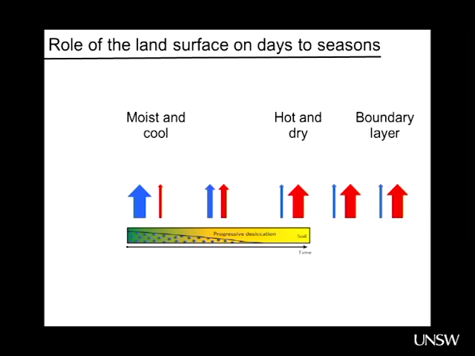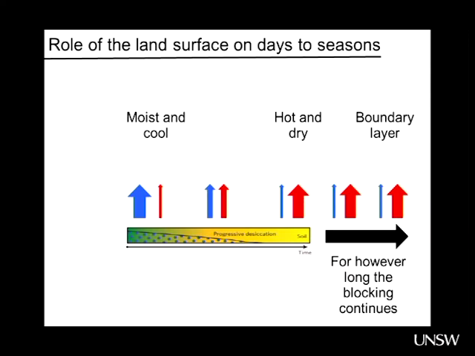Because if a blocking pattern can start to last an extra 2, 3, 4 days, the consequences on human health of a heat wave that lasts 3 days is trivial compared to a heat wave that lasts 5 or 6 days. An extra day makes a profound difference. So, that intense heating of the boundary layer lasts for however long the blocking pattern lasts. And so the real critical question, the thing that's the key to unlocking the role of the land surface and its evolution over time, is soil moisture.